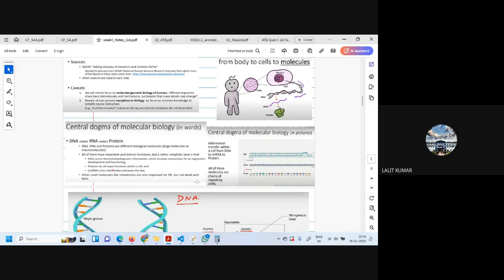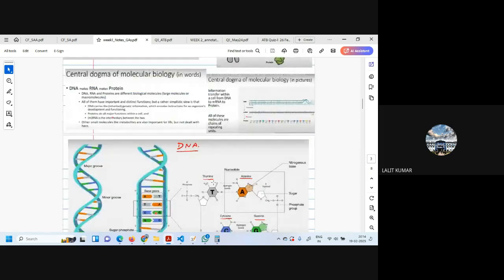The DNA does the transcription, from which the RNAs are formed. Then these RNAs come out of the nucleus and produce the amino acids, which are nothing but the proteins. So the first part is known as transcription, which happens inside the nucleus, and the second part is known as translation, which happens outside the nucleus. So that is one part.